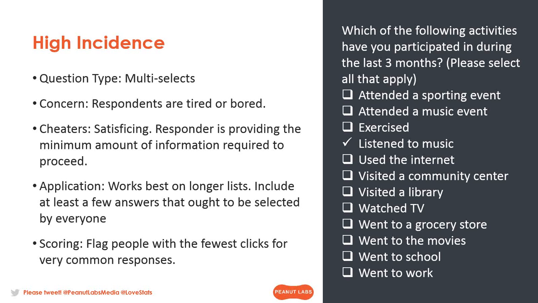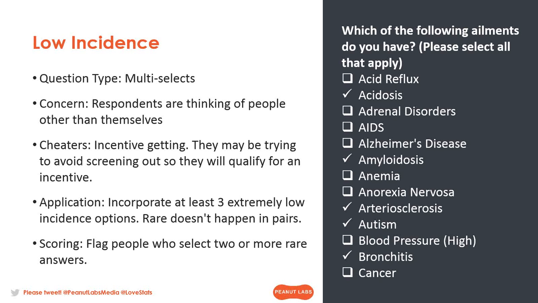Now, the next 2 question types go together. The high incidence measure also uses a multi-select question, and in this case, a question that is full of very common behaviors. So if you have a question where most people should have performed many of these behaviors, you can flag people who didn't choose at least several of these items. These people are probably satisficing, probably trying to get through the survey as quickly as they can to get to that reward at the end. And conversely, if you're using a multi-select with many rare behaviors, for instance, ailments or rare devices, you can flag people who choose several rare items. These people are either trying to qualify for incentives or they're not reading the question carefully. So this is where you would flag people for the low incidence data quality measure.